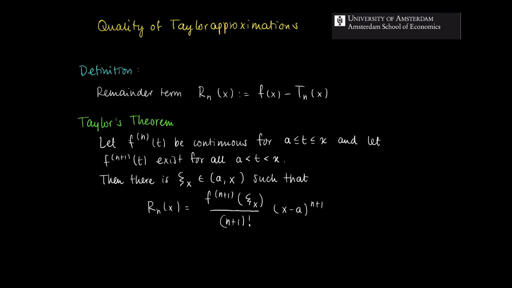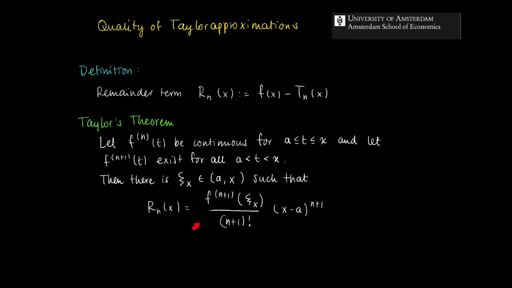Now I'm going through it a little bit faster. We get a remainder term, the nth order remainder term, which is a difference of f with its nth order Taylor polynomial, where the Taylor polynomials are defined at some point a in the domain of the function. Now Taylor's theorem says that the nth order remainder can be expressed as such.